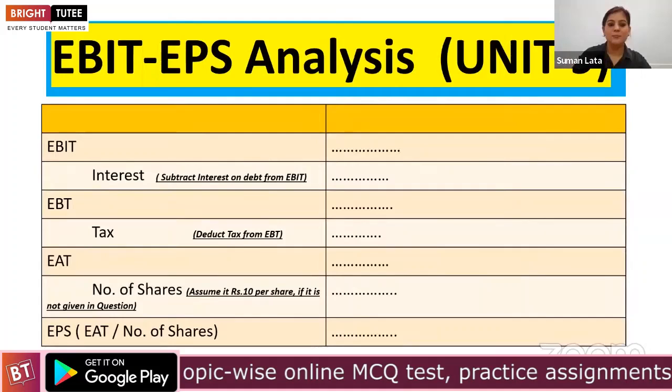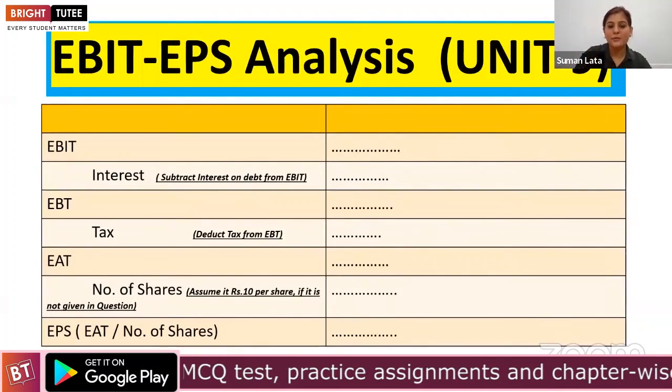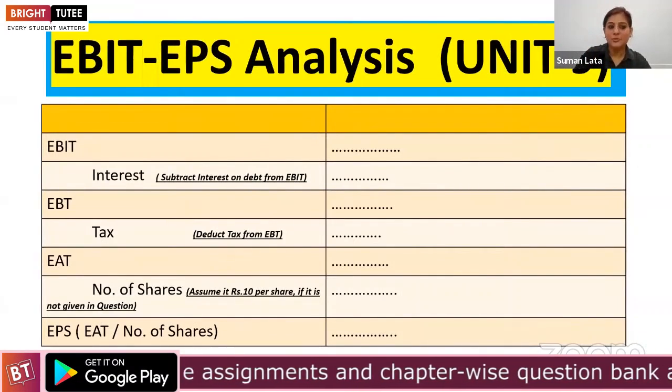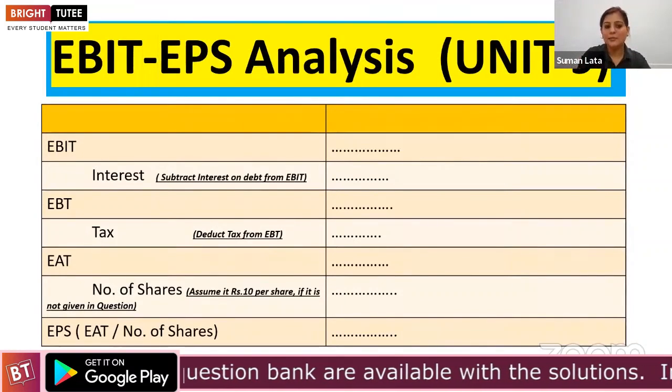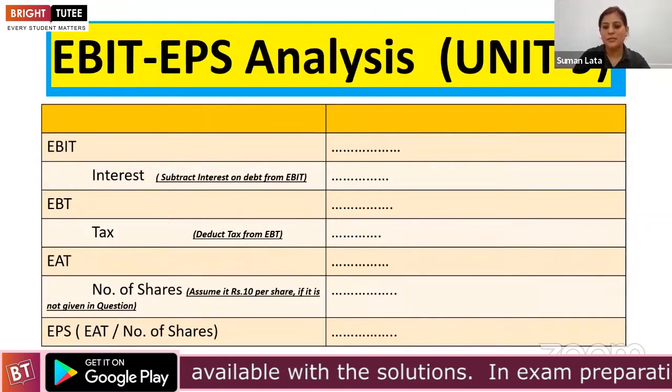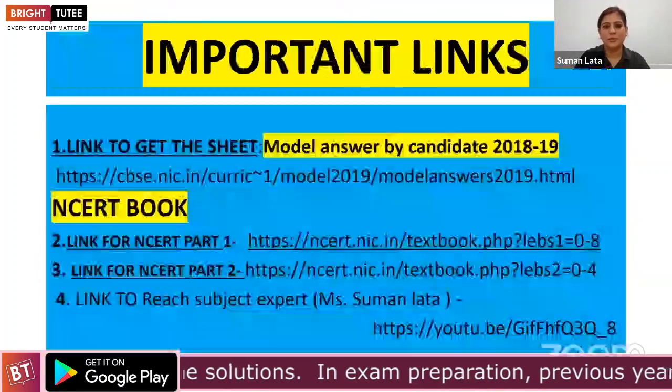There are marks for format also. Tell our students, please write this format, fill details, and there are marks for formula also. Step by step, we always give marks to them.